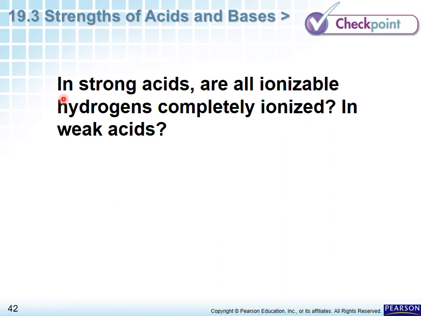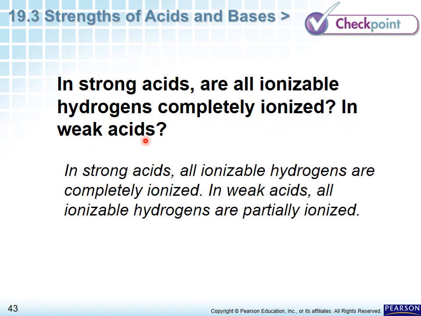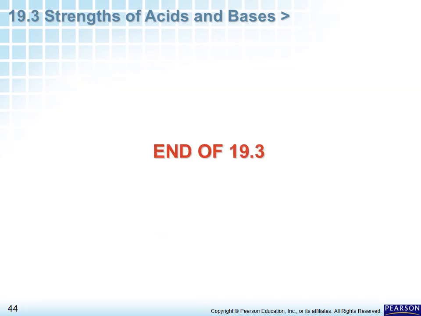Checkpoint. In a strong acid, are all ionizable hydrogens completely ionized? In a weak acid? The answer is: in a strong acid all ionizable hydrogens are completely ionized. In a weak acid all ionizable hydrogens are partially ionized. And that's it for 19.3.